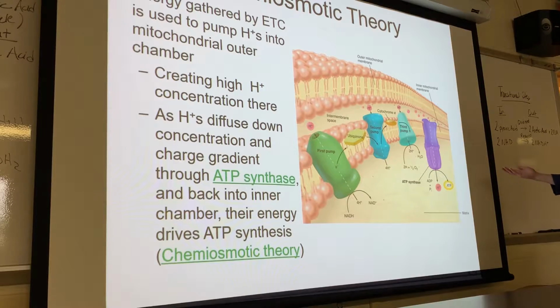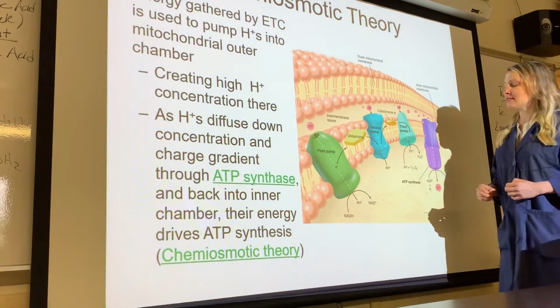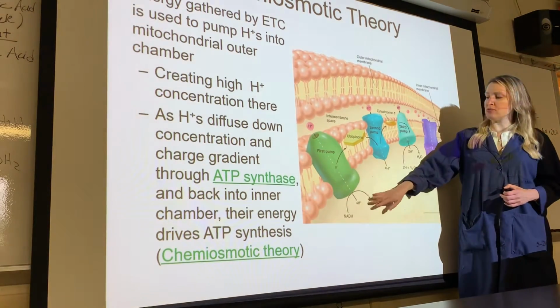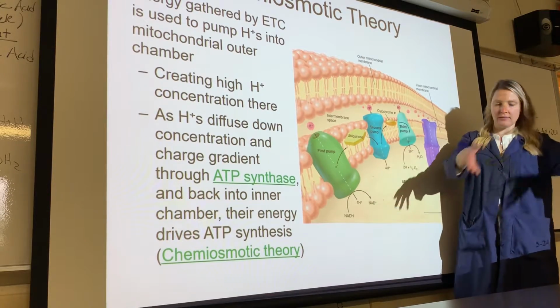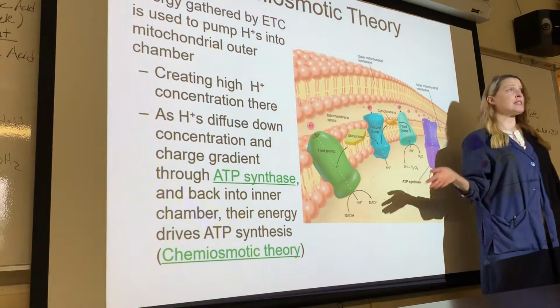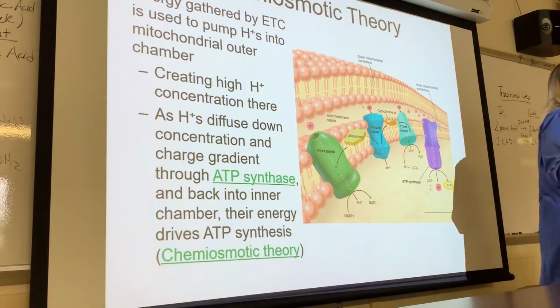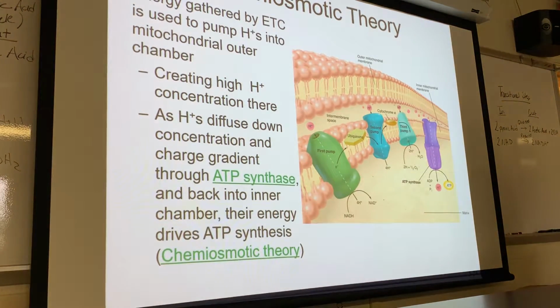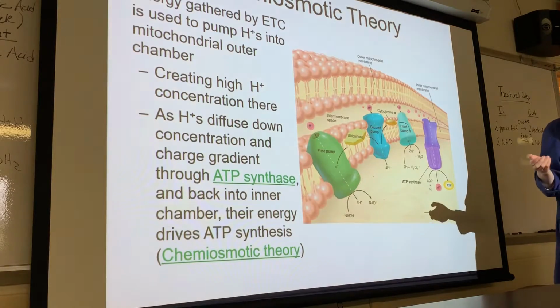We have the oxidized NAD and FAD molecules. They dumped off their hydrogens. They're going back to pick up more hydrogen in the future. Now, hydrogen itself, we know, has an electron with it.